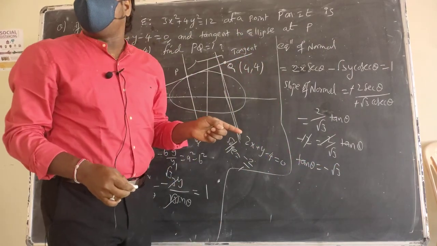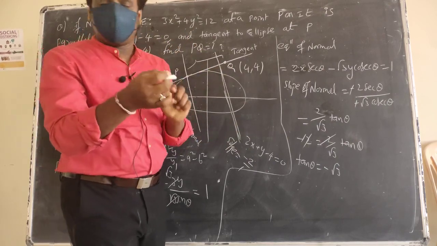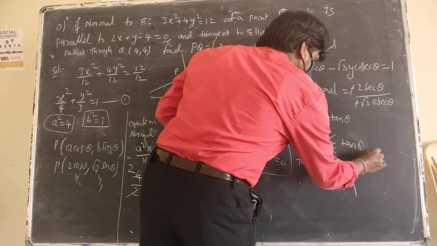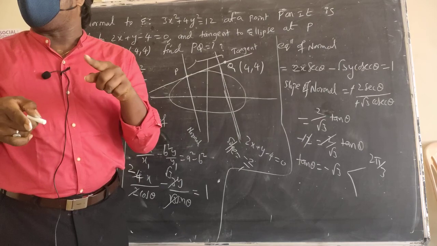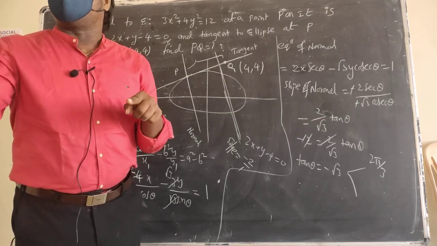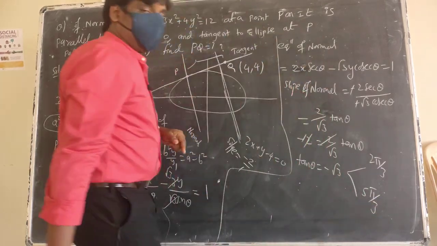So what is the solution of this? This is in the second quadrant and fourth quadrant. Second quadrant means pi minus pi by 3, that is 2 pi by 3. Fourth quadrant means 2 pi minus pi by 3, that is 5 pi by 3. So you got 2 pi by 3 and 5 pi by 3.